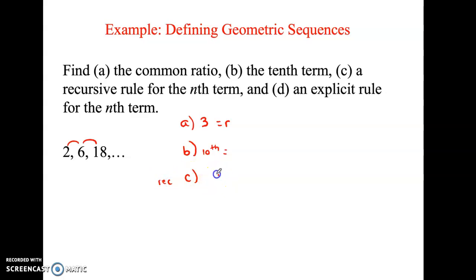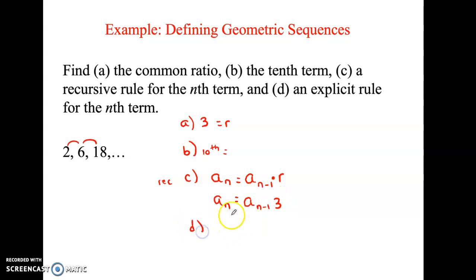So the recursive rule, a sub n, general formula, is where you're taking the previous term, so a sub n minus 1, times r. Okay, so again, the general form would be a sub n. We don't know what the a sub n minus 1 is, and then we know our r is going to be 3. So you can even put a 3 in front of there.